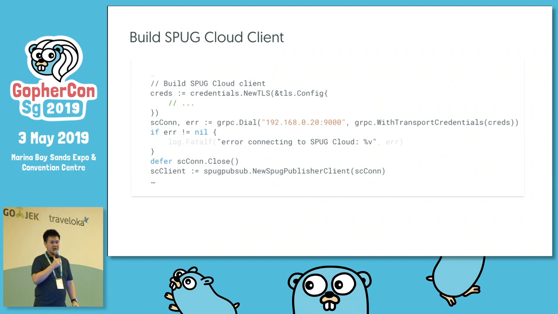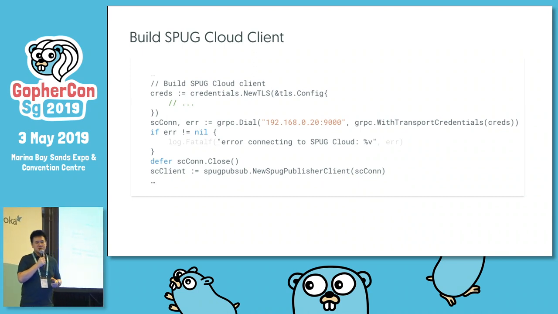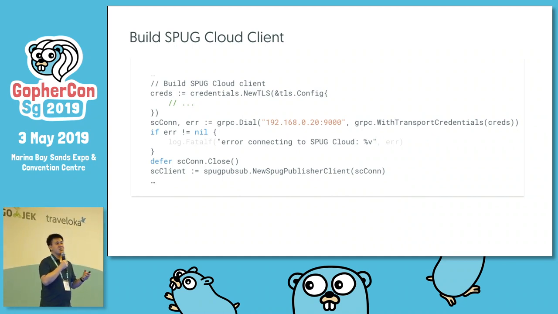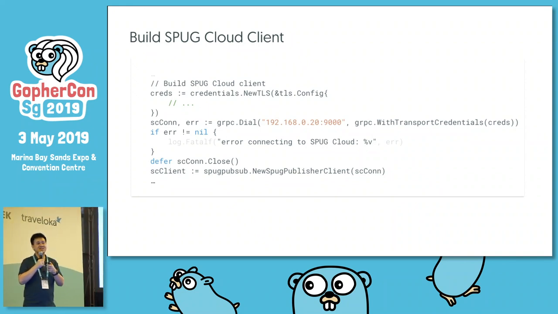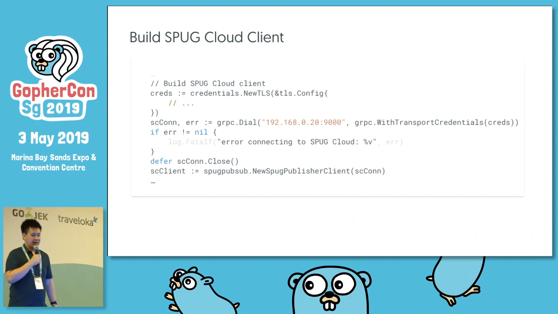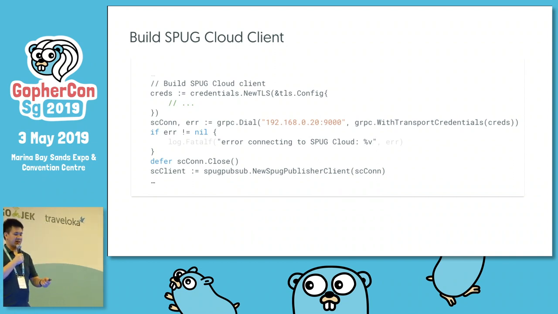Next, we build the Spark Cloud client to publish the data to the Spark Cloud. The Spark Cloud exposes its service as a gRPC interface. So we take the protobuf definition of the Spark Cloud service, and we generate the client stub from this protobuf file definition. We use the client stub to connect to the Spark Cloud. We pass in parameters and connect. And again, in real production code, we need to handle the failures using retry and backoff.